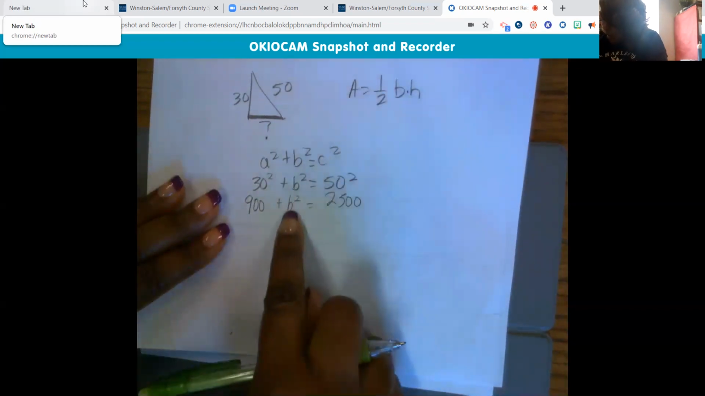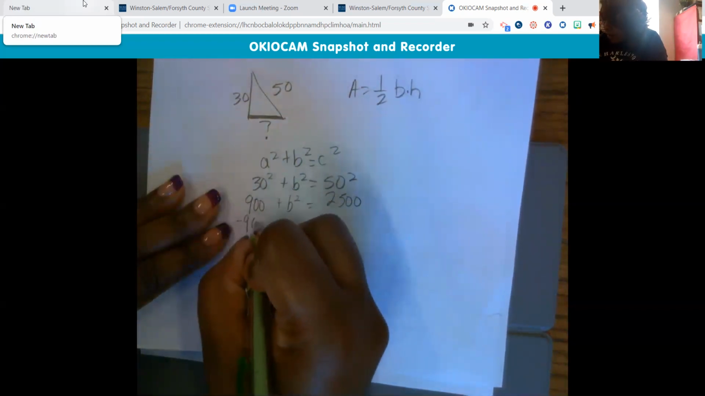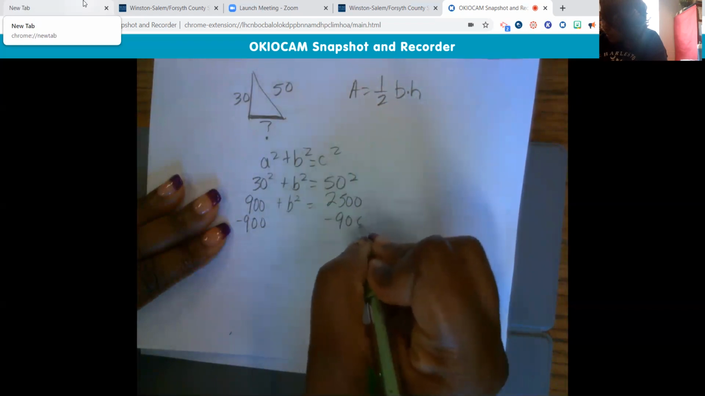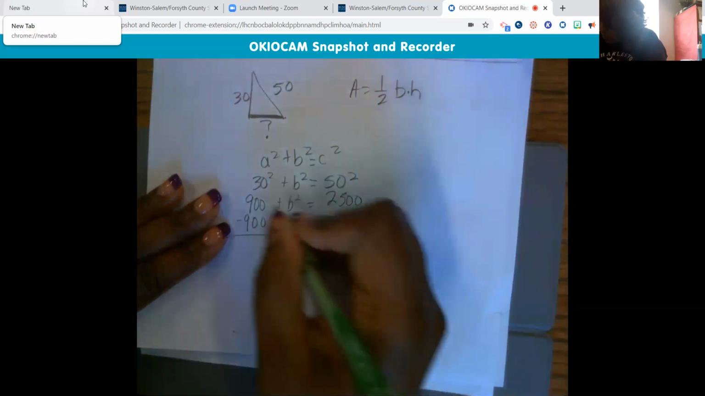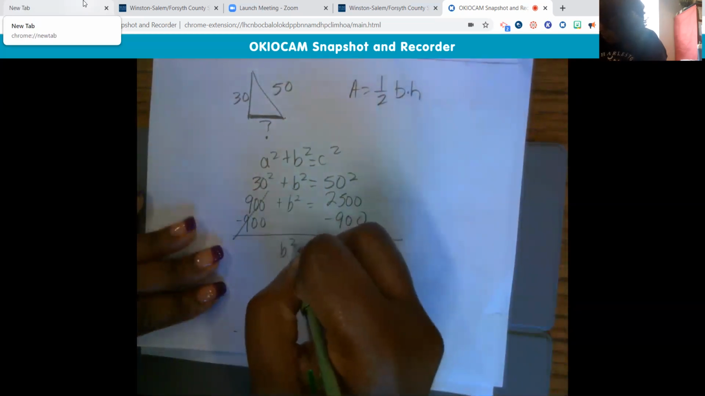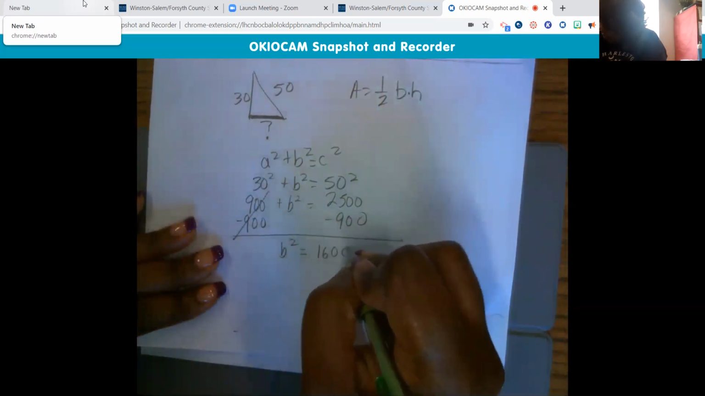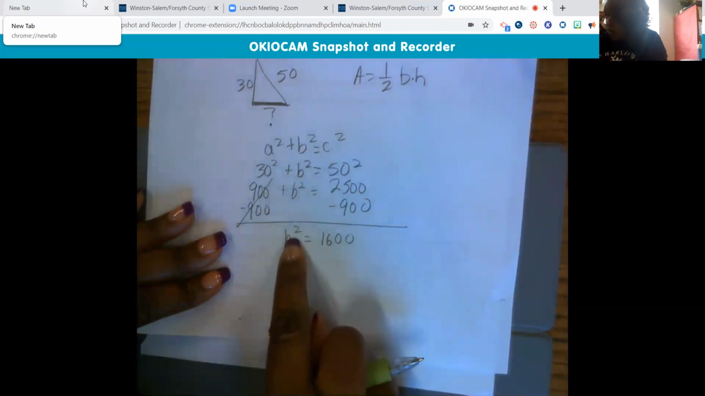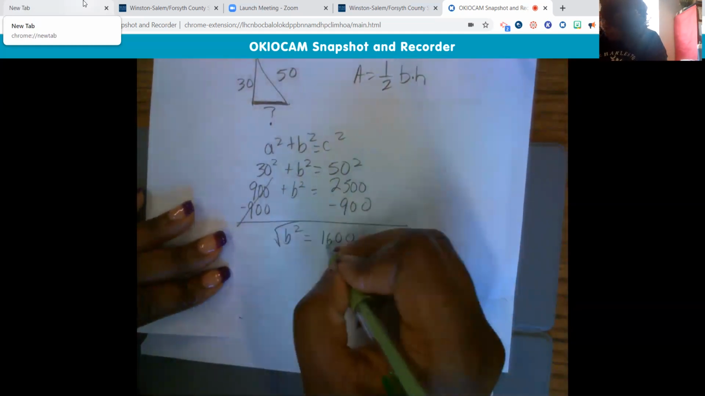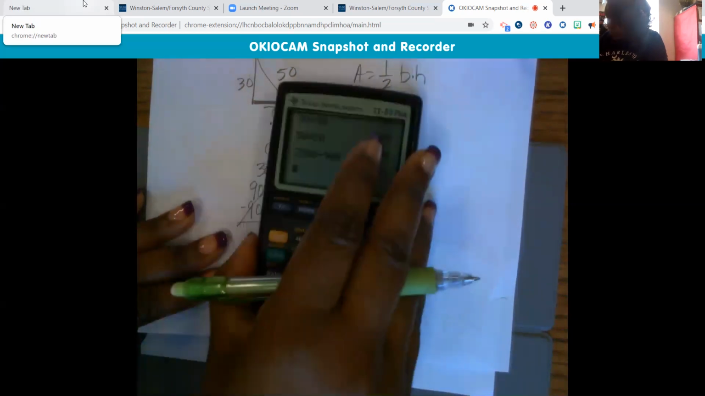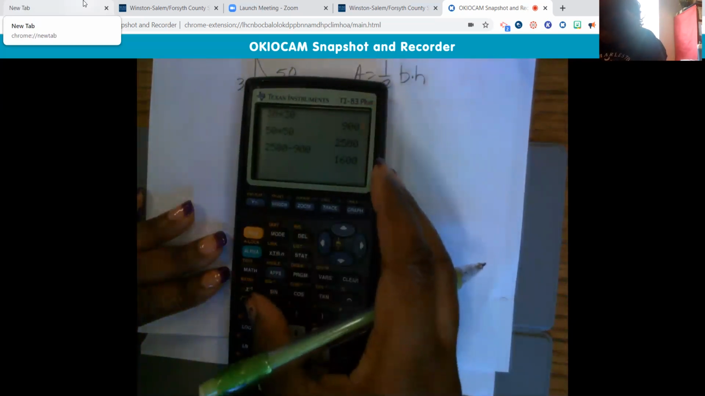Okay. So now to get b by itself, I'm going to subtract the 900 from both sides. So that gives me 2,500 minus 900. Okay, so this is gone and I'm left with b squared is equal to 1,600. Remember, the opposite of squaring a number is finding the square root. So I'm going to find the square root on both sides.